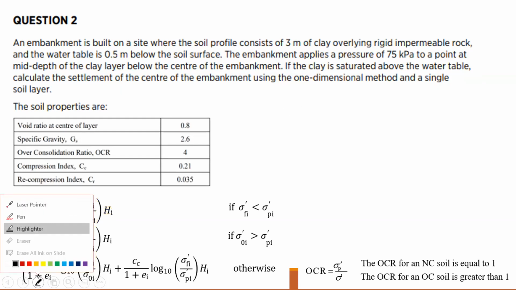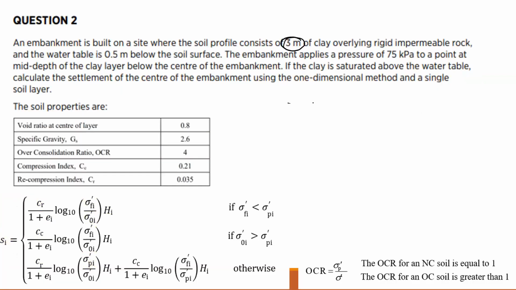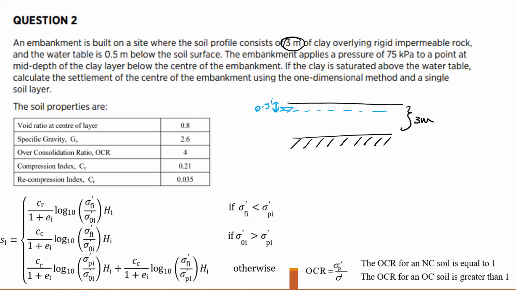Okay, now let's see how to do this question. They are saying the embankment is built on a site where the soil profile contains 3 meters of clay. So we have 3 meters of clay overlying rigid impermeable rock. So we have an impermeable rock here. And the water table is 0.5 meters below the soil surface. So we have the water table somewhere here, and that is 0.5 meters below the surface.